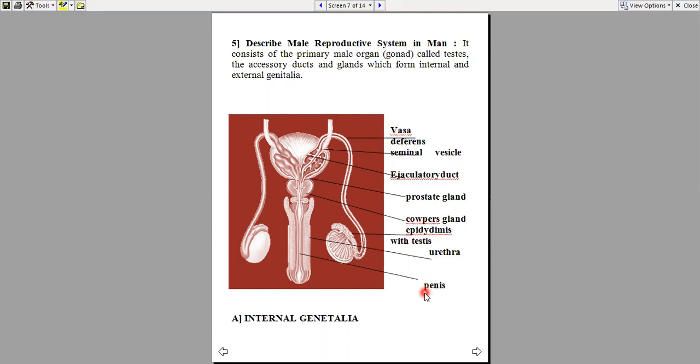Out of this, you can see vasa deferens, testes, epididymis and ejaculatory duct come under internal genitalia, whereas penis and a pouch known as scrotum in which the testes are located. Here you cannot see the scrotum clearly in the diagram, but penis along with the scrotum, which is a bag carrying testes, comes under external genitalia. So let us now start with internal genitalia.